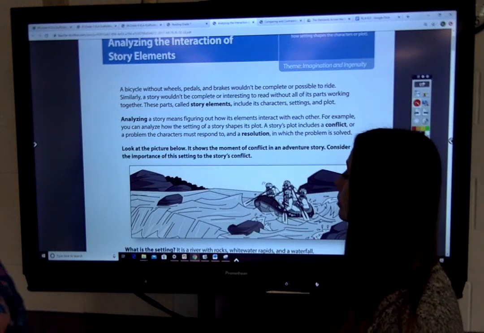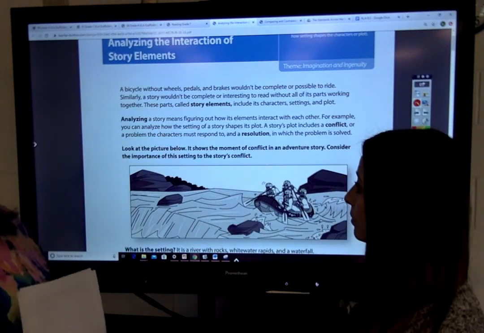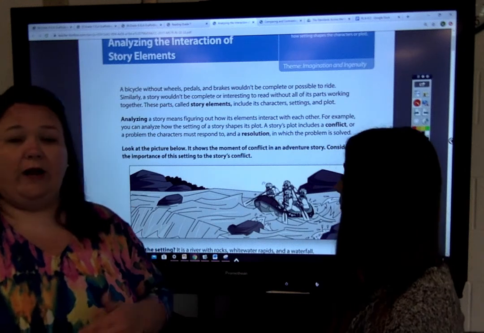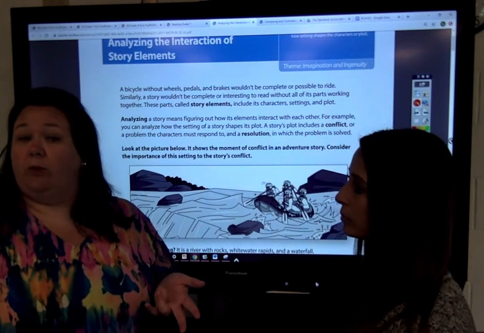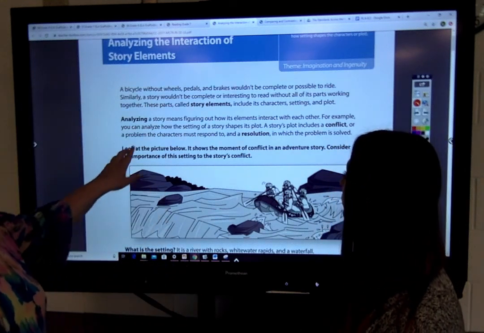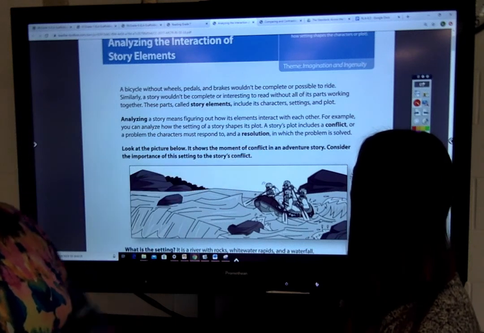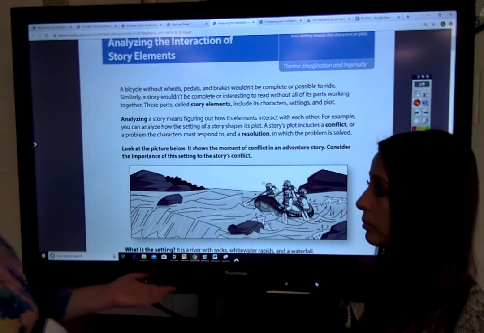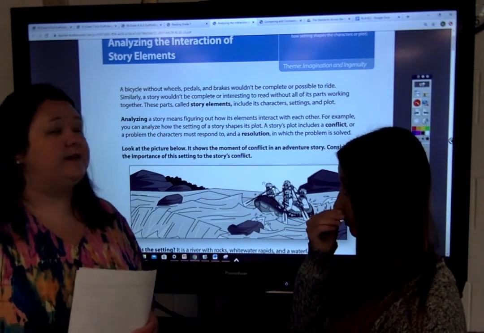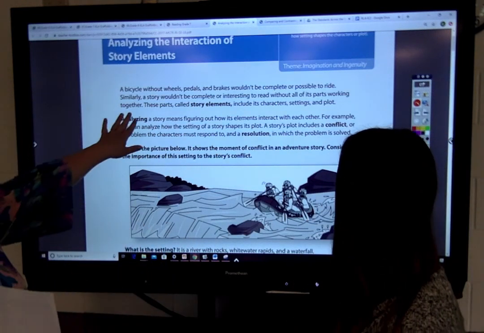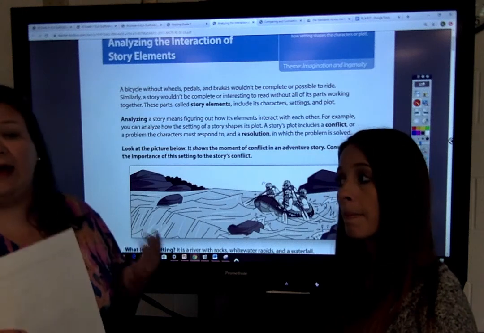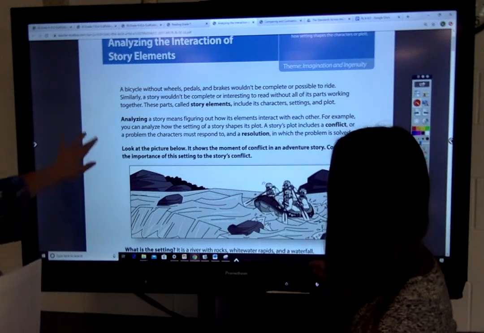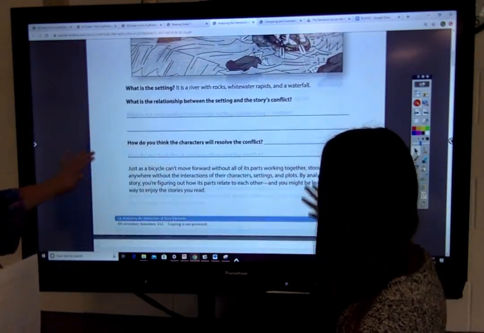Okay, so our vocabulary. We start off with story elements, and we know that story elements are your characters, your setting, your plot, and then we also have resolution and conflict. Conflict is the problem in the story, and resolution is how you solve it, what they did to solve it. We have the word analyze, and that just means to look at it closely. So let's look at the first story.